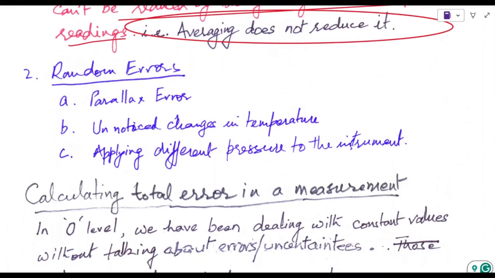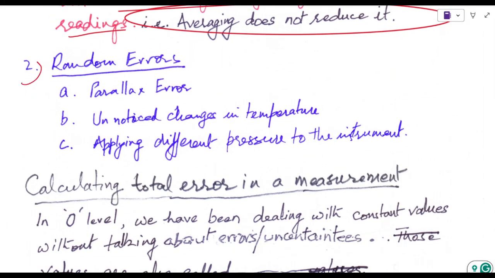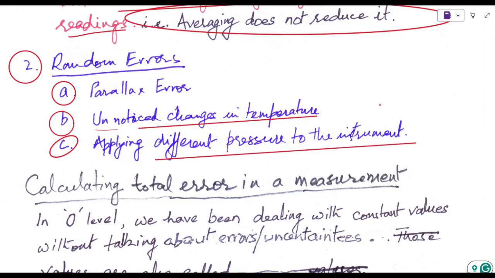Number two type of error is a random error. From its name, it is clear that these errors can be different in values depending upon person to person or condition to condition. So the random errors are number one, parallax error or unnoticed changes in temperature while doing a temperature experiment, applying different pressures to instruments like micrometer, screw gauge, and so on.